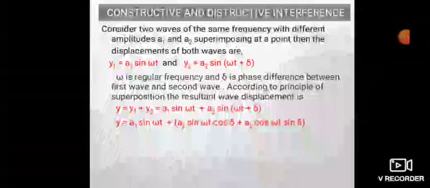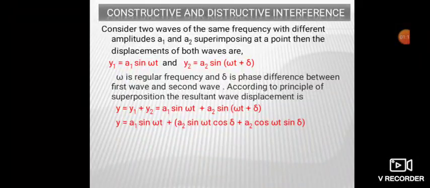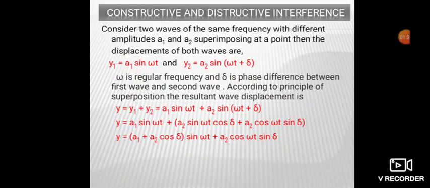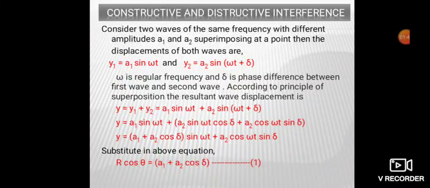Therefore expand this term: a2 sin ωt cos δ + a2 cos ωt sin δ. Our equation becomes y, taking sin ωt common: in the first term what is left is (a1 + a2 cos δ), plus a2 cos ωt sin δ is the left out term. Now we are going to substitute in the above equation (a1 + a2 cos δ) as R cos θ and a2 sin δ as R sin θ.